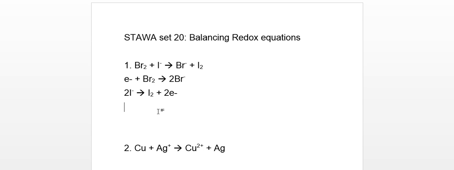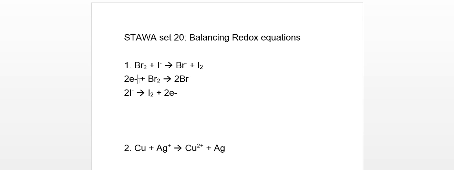Now, let's have a check across there. One electron. Oh, we're going to need two electrons there. Okay, so there we are. The bromine needs two electrons, Br2 to Br minus. I'd written it for one, now it's done for two. Iodide to I2, that also releases two electrons.